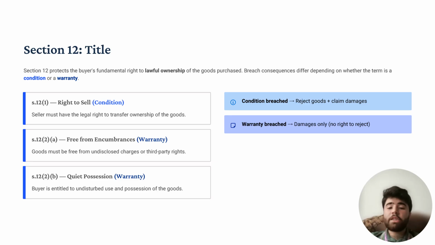Section 12 subsection 1 is a condition. If a condition is broken, the buyer can reject the goods and also claim damages. But section 12 subsection 2 only gives warranties. If a warranty is broken, the buyer can only claim money compensation. They cannot reject all the goods.